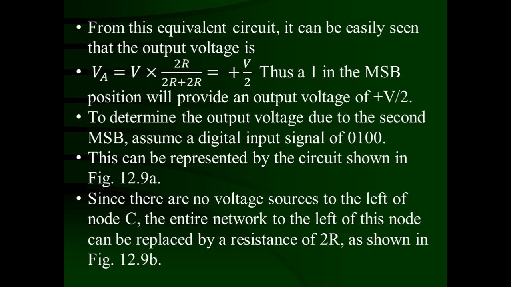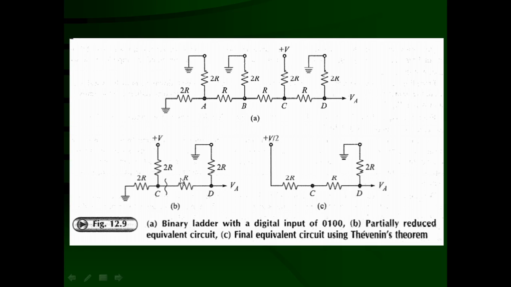To determine the output voltage due to the second MSB, let us assume a digital input signal of 0100 is given. This can be represented by the circuit shown in figure 12.9a. Since there is no voltage source to the left of the node C, the entire network to the left of the node C can be replaced by a resistance of 2R as shown in figure 12.9b. So you can see that it is connected like this.